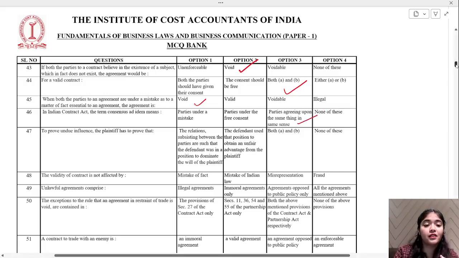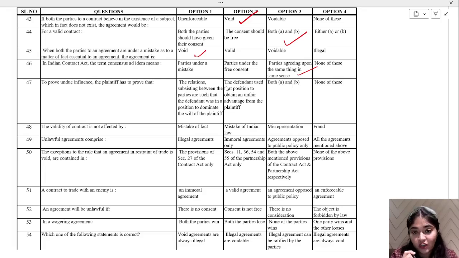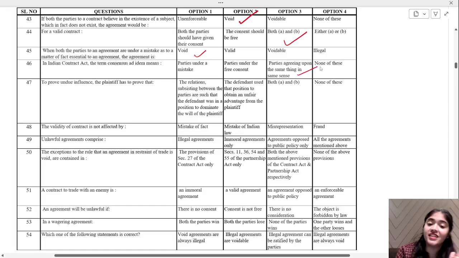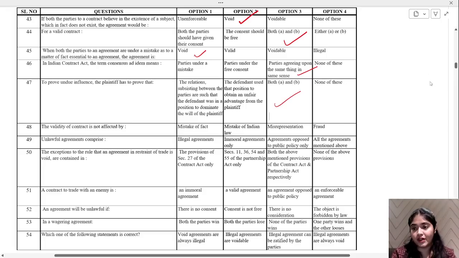Now, to prove undue influence, the plaintiff has to prove that the relations subsisting between the parties are such that the defendant was in a position to dominate the will of the plaintiff, and the defendant used that position to obtain an unfair advantage from the plaintiff. Both A and B, or none of the above? Yes, both things are there. They were in a position to dominate and they used that position for an unfair advantage. Validity of a contract is not affected by mistake of fact, mistake of Indian law, misrepresentation, fraud.